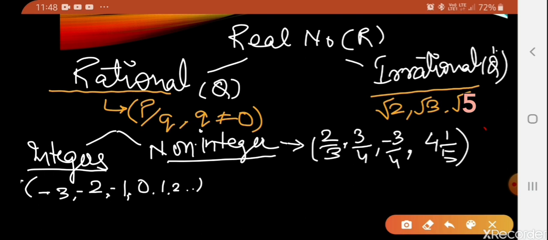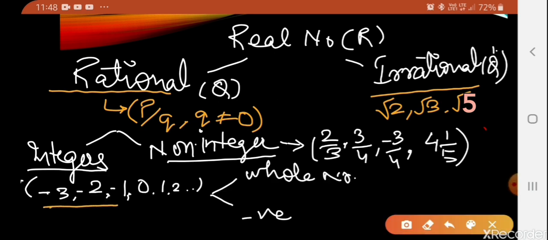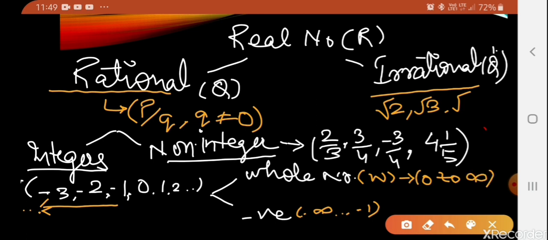Now, these integer numbers can again be categorized into two parts, that are negative numbers and whole numbers. As you can see, these are the negative numbers which lie on the left hand side of the 0 in the number line. It will go up to infinity. So these all are negative numbers, meaning starting from -infinity up to -1. And these whole numbers, which are also denoted by W, start from 0 and go up to infinity. So they are whole numbers.